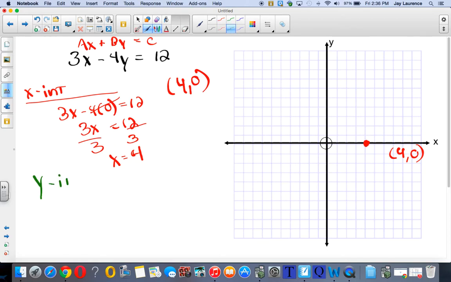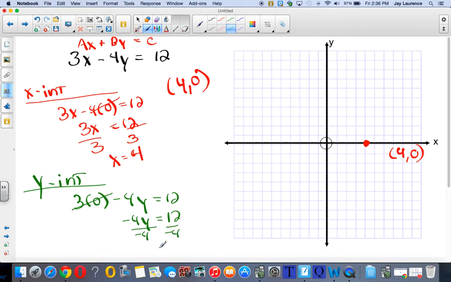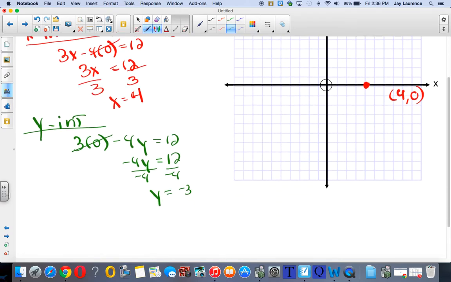To get the y-intercept, this is where I make x equal to 0. So I'm going to go 3 times 0 minus 4y equals 12. Well, this turns to 0, so I have negative 4y equals 12. And divide by negative 4, divide by negative 4. And so y is going to equal negative 3. All right. So my y-intercept occurs at (0, negative 3). So I go 1, 2, 3. (0, negative 3). By the way, I could draw the line right now if I wanted to.